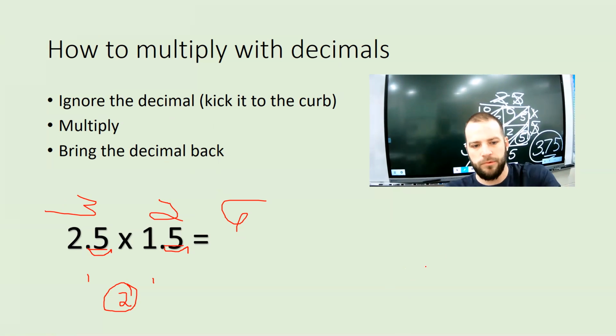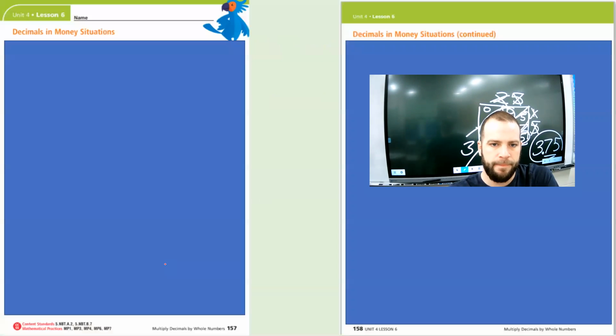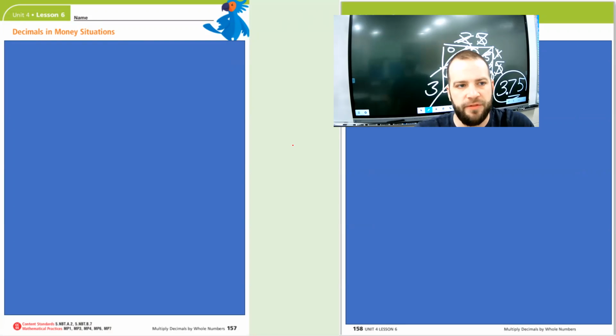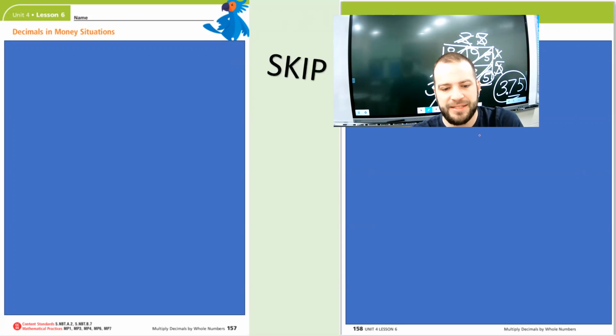So good stuff there. Now, let's jump into your math books. In your math book, we're on page 157 for Unit 4, Lesson 6. And this is what I'm going to do. I'm going to use my teacher power to say, I don't like these 2 pages. I think these 2 pages make students cry a little bit. So what I'm going to say is, skip them. Skip 157 and 158. We don't need to cry. There's no crying in math, multiplying by decimals.